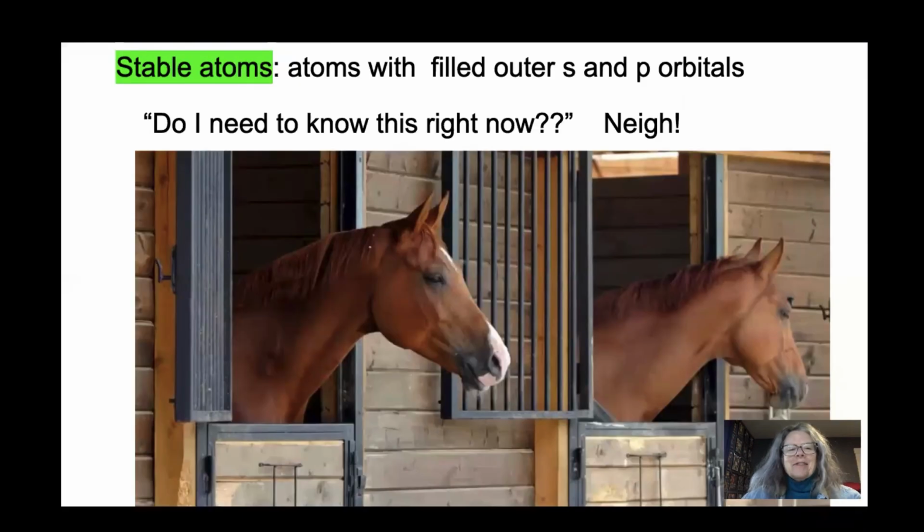All right, and the last one, stable atoms with filled outer s and p orbitals. Now you say, I don't know what that means, and that's fine. Do I need to know this right now? No.